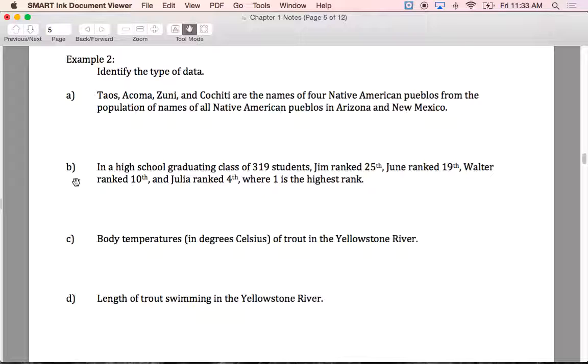So for example 2, we're going to see what categories these fall into. So for A, we've got 4 Native American pueblos from the population of all of the American pueblos in Arizona and New Mexico. Since those are just the names, that's going to be nominal. For part B, in a high school graduating class of 312 students, we have all these different rankings. Remember, rankings are going to be ordinal.